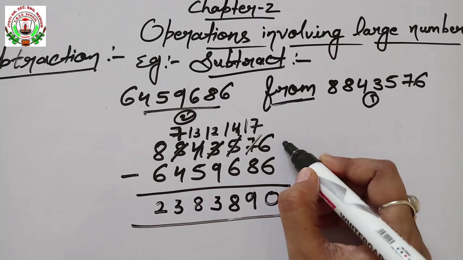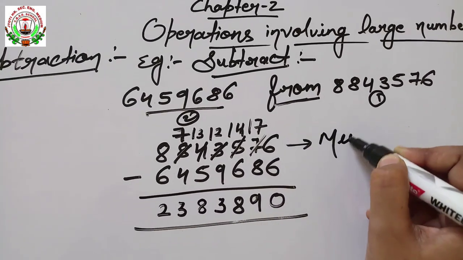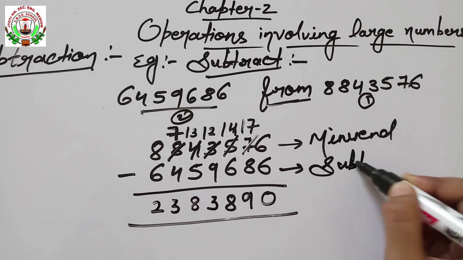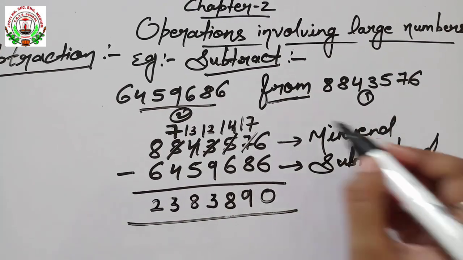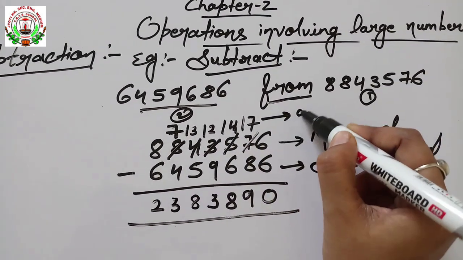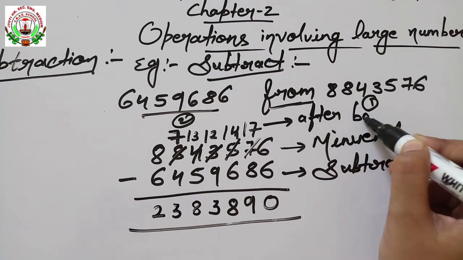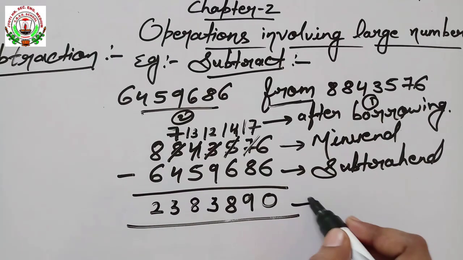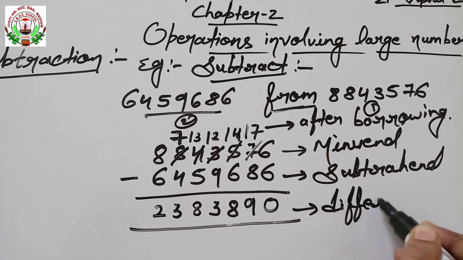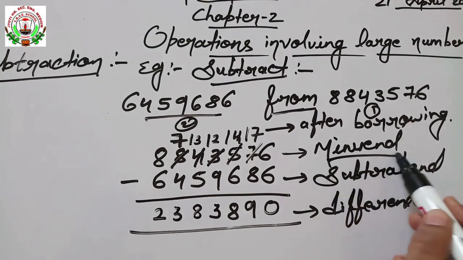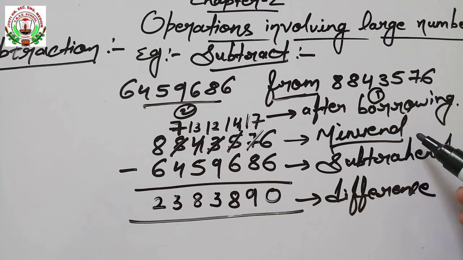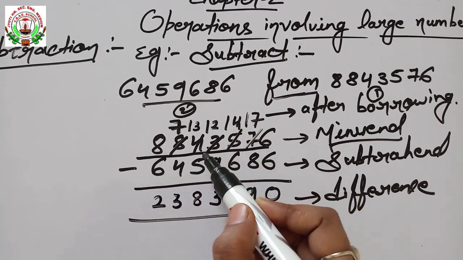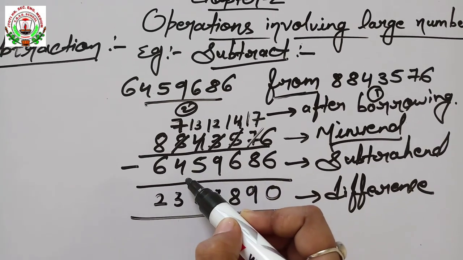Here I want to tell you that this is the minuend, this is the subtrahend, and the number which we have got here, after borrowing, is called the difference. Now minuend means what? A number from which another number is to be subtracted.